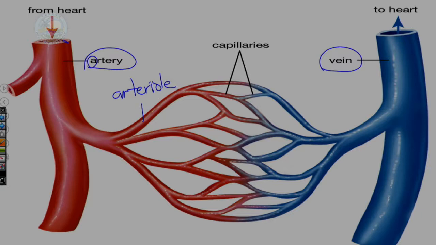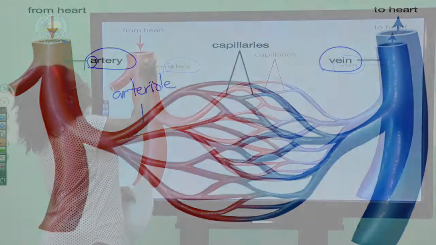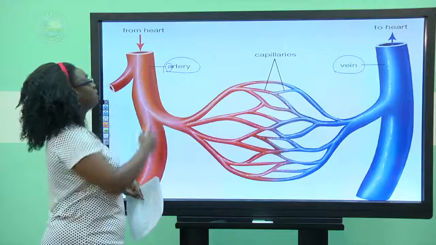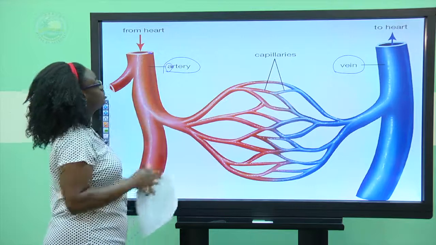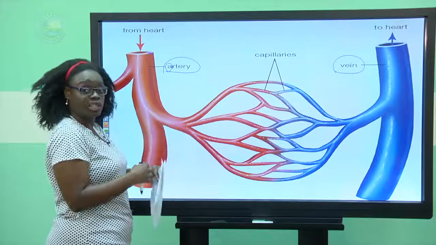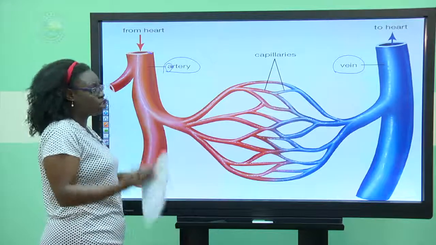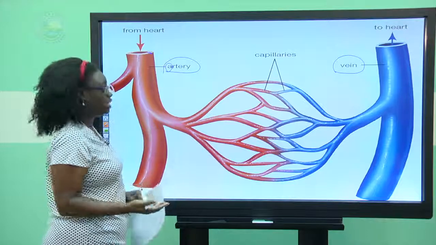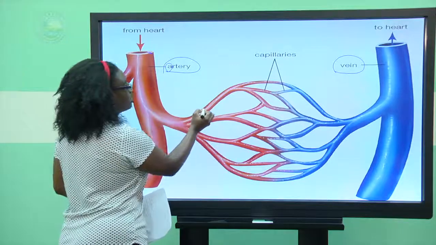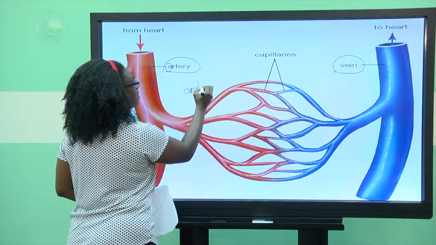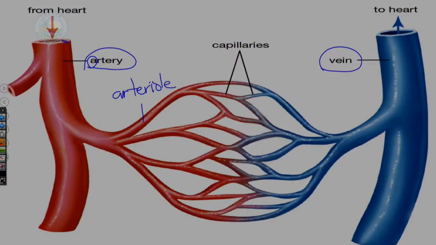Now, when an artery has left the heart, it of course is large and has a large amount of muscle to withstand the pressure of the pumping of the heart. But as it gets closer to an organ, for example, it starts to branch. So each of these branches will be called an arteriole. So these are arterioles, and they just get smaller and smaller as they branch off, entering an organ. So let us say that the organ here is a kidney.